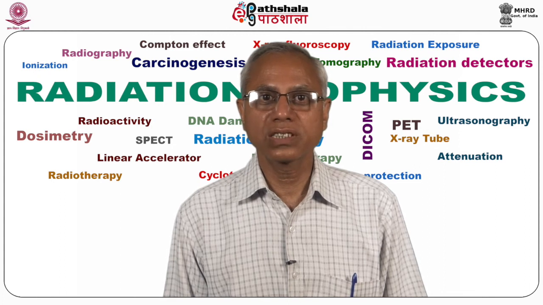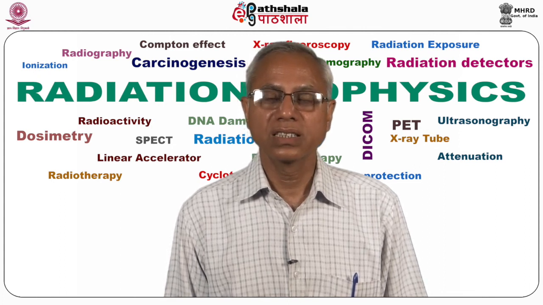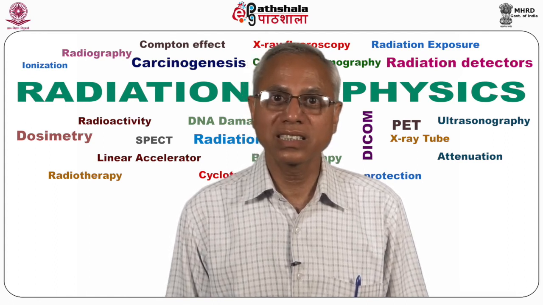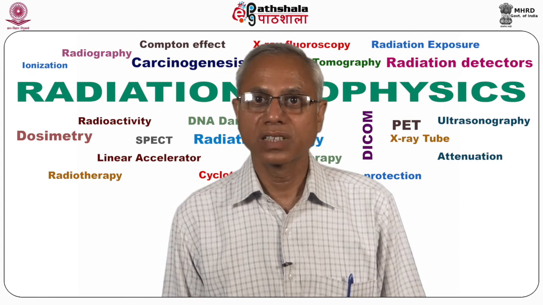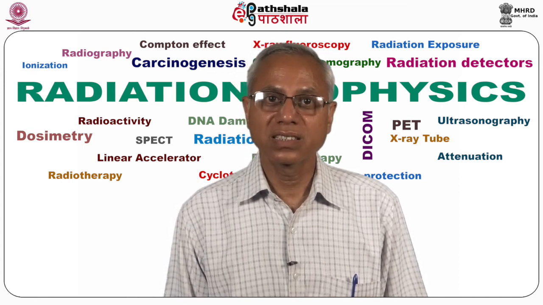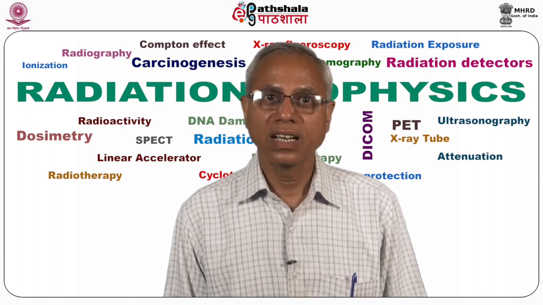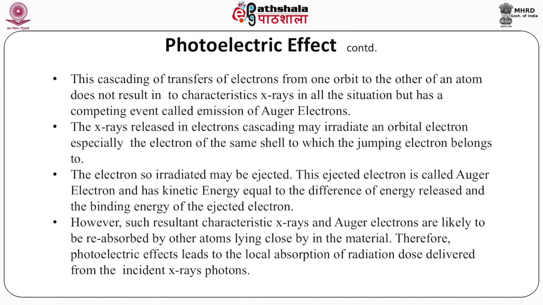Thus, a cascade of transfer of electrons occurs from outer shells to inner shells, resulting in the release of either characteristic X-rays or Auger electrons. The energy of characteristic X-rays is the difference of binding energies of the electron in the outer shell and the inner shell. This cascading of transfer of electrons from one orbit to the other of an atom does not result in characteristic X-rays in all situations, but has a competing event called emission of Auger electrons.